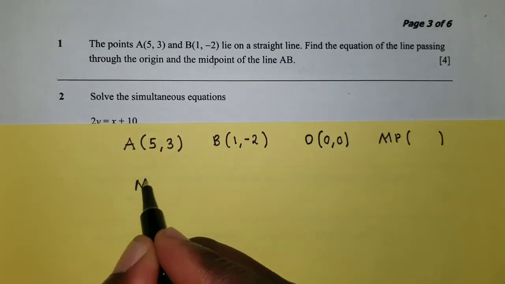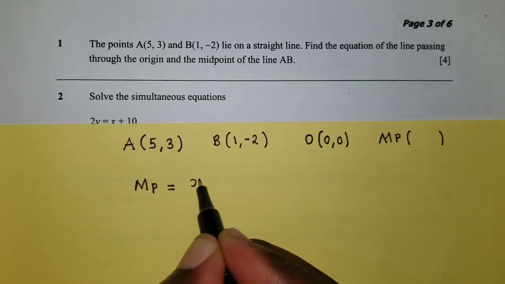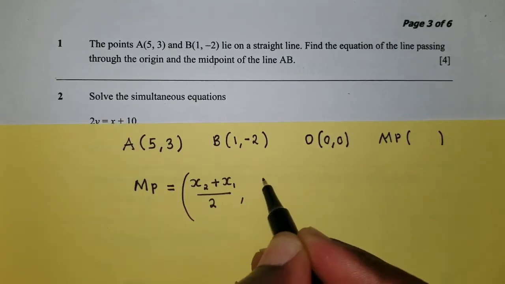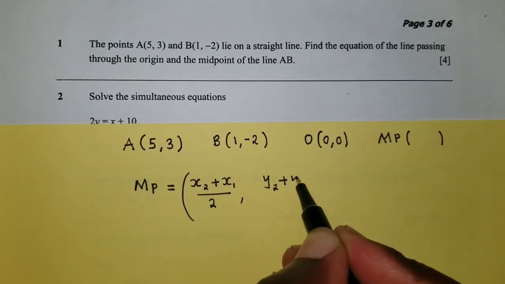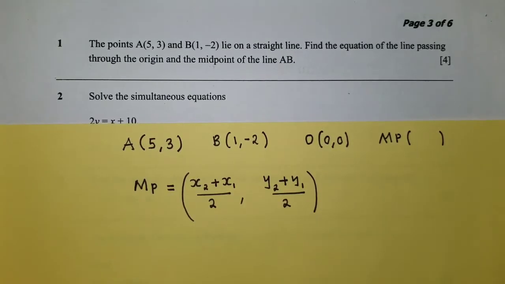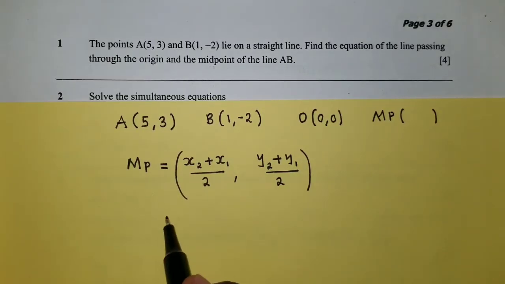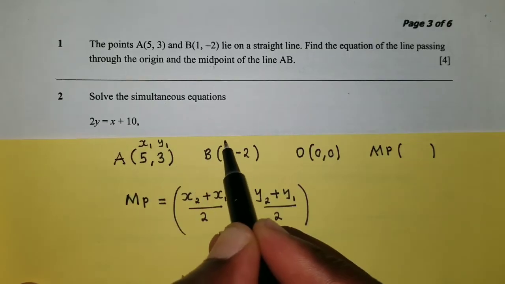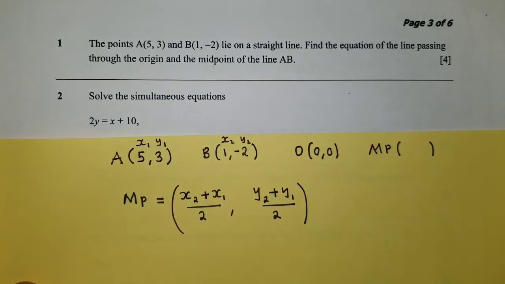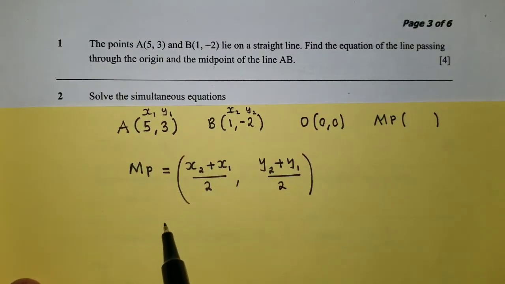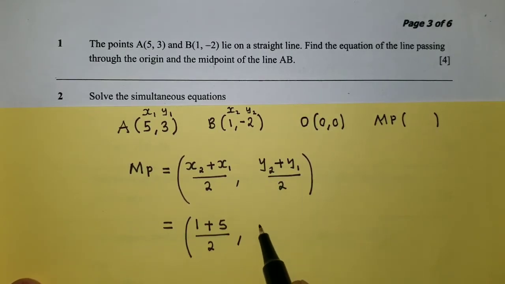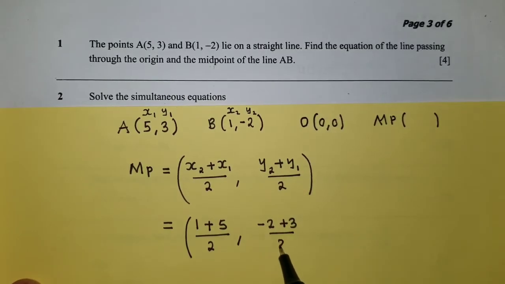So we know that the formula for the midpoint is (x2 plus x1) over 2, (y2 plus y1) over 2. So this is the formula for finding the midpoint. Now on the coordinates, we have x1, y1, x2, and y2. Our job is just to plug them in right here. So we shall have (1 plus 5) over 2, comma, here we shall have (-2 plus 3) over 2.